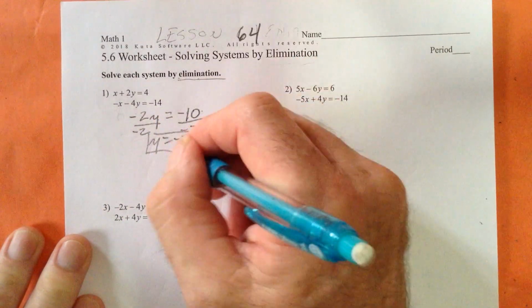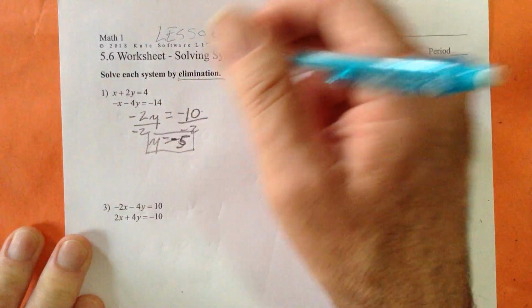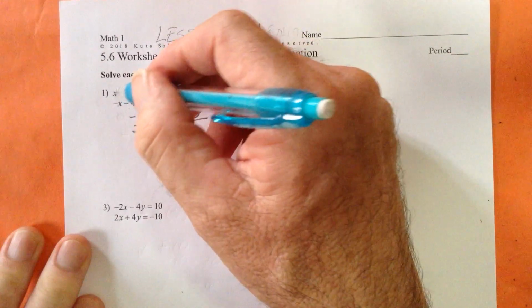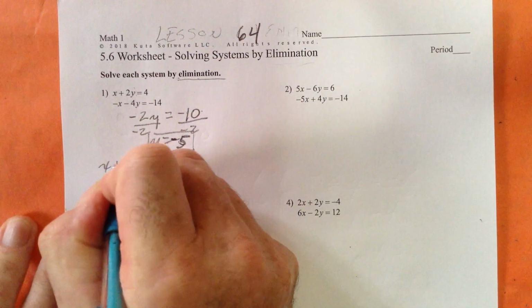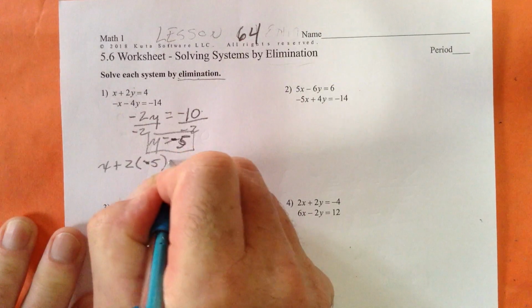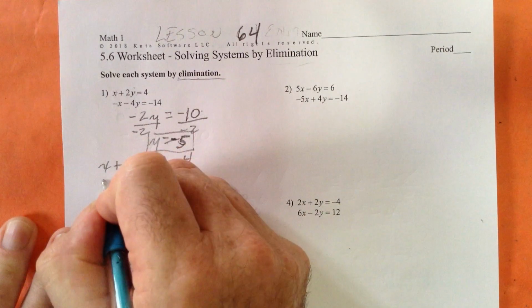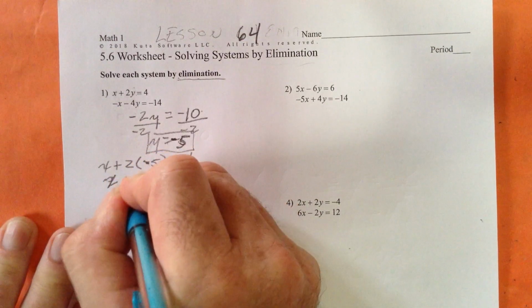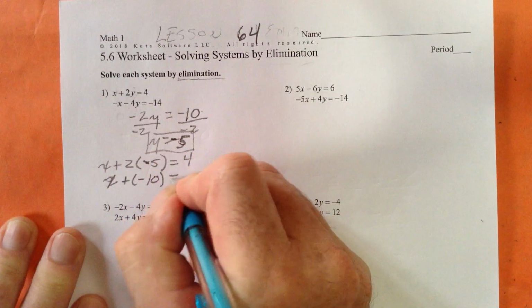Well, now that I know that y equals negative 5, just like in 63, I could take that and put it into one of these two equations and figure out the x. So I'm going to go with the top one here. If I go x plus 2 times negative 5 equals 4. Well, let's see, 2 times negative 5, that would be x plus negative 10 equals 4.